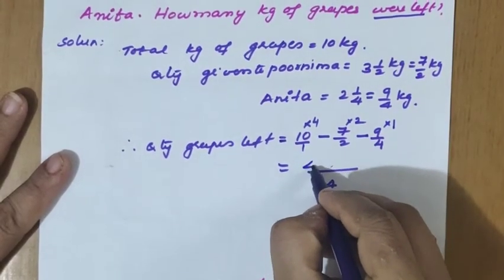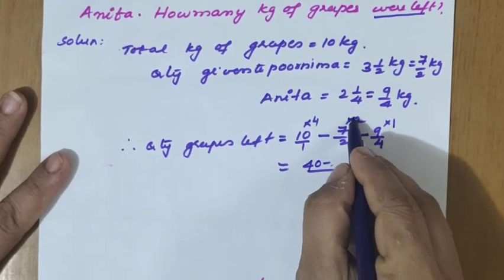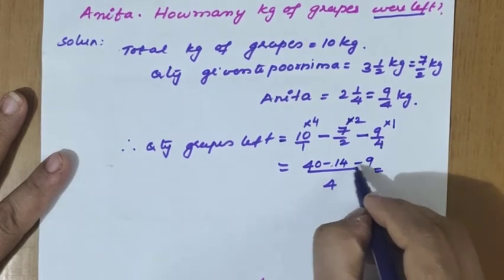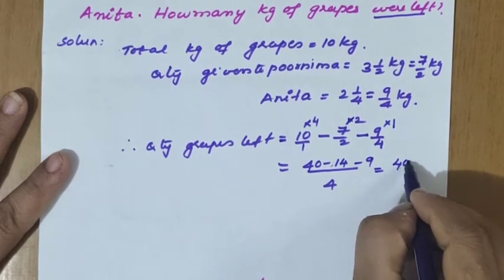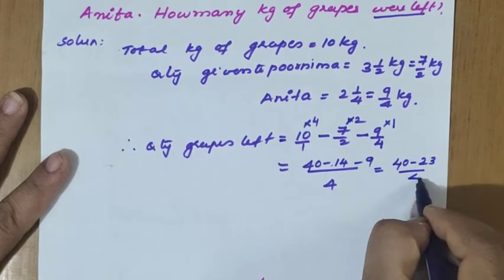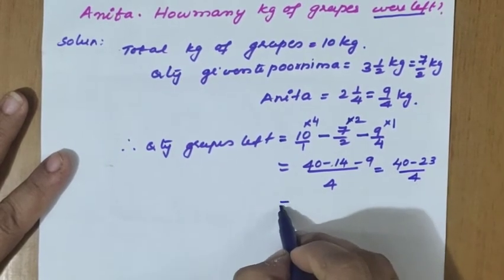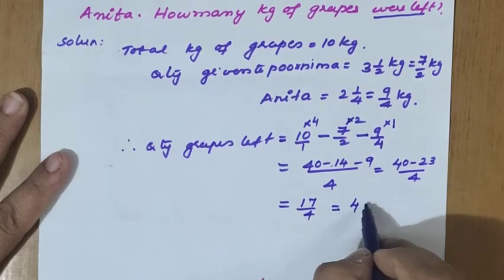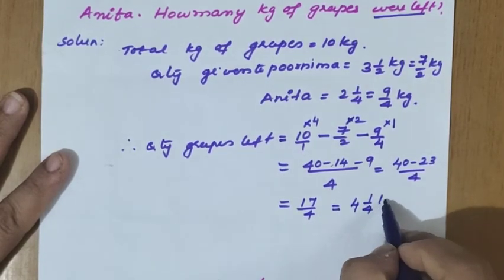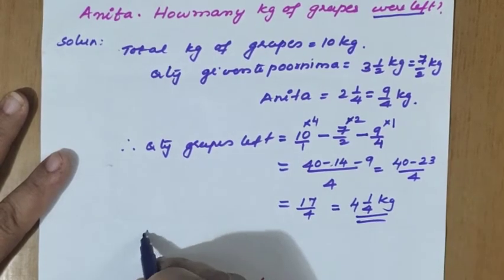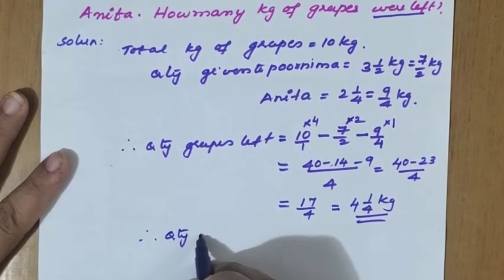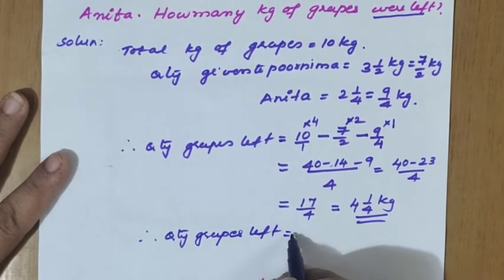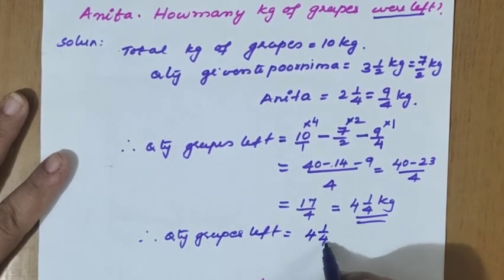So 10 into 4, 40. 7 into 2, it is 14, plus 9. So 14 and 9, you know that it is 23 only. 40 minus 23 by 4. It is equal to 17 by 4, equal to 4 integer 1 by 4 kg of the grapes left there. So the quantity of the grapes left is equal to 4 integer 1 by 4 kg.